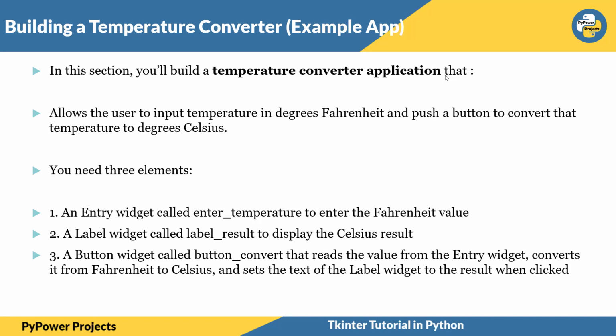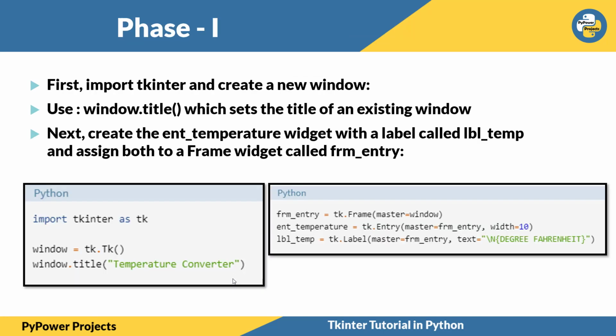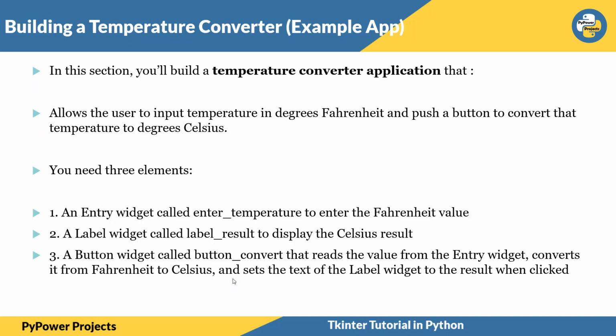Okay, so we need three elements here. An entry widget called enter temperature to enter the Fahrenheit value, a label widget where you can display the Celsius result, and a button widget that reads the value from the entry widget and converts it into Fahrenheit or Celsius. It sets the text of the label widget to the result when clicked. So if you want to see how it will work, let's develop it.